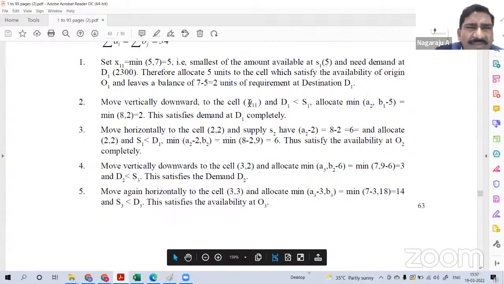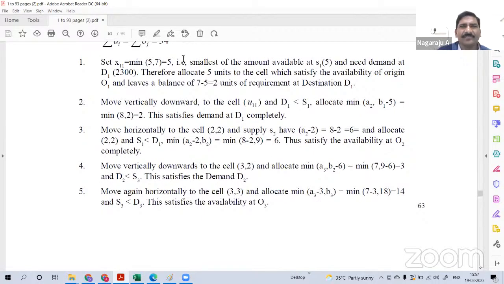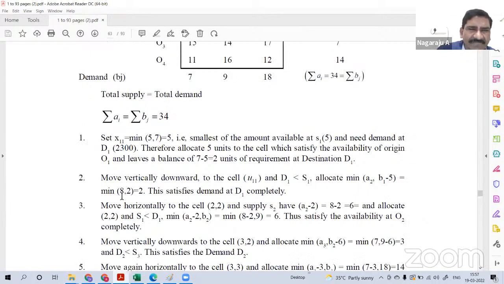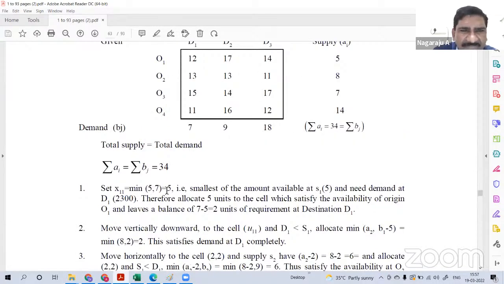Now here S11 equals the minimum I allotted for here. Theoretically we should write X11 equals the minimum of 5 and 7, which is 5. Since 5 is allotted here, it is the smallest amount of the availability, so S1 is closed and will be removed. Then for the demand D1, which is 7, we have already allotted 5 for X11.